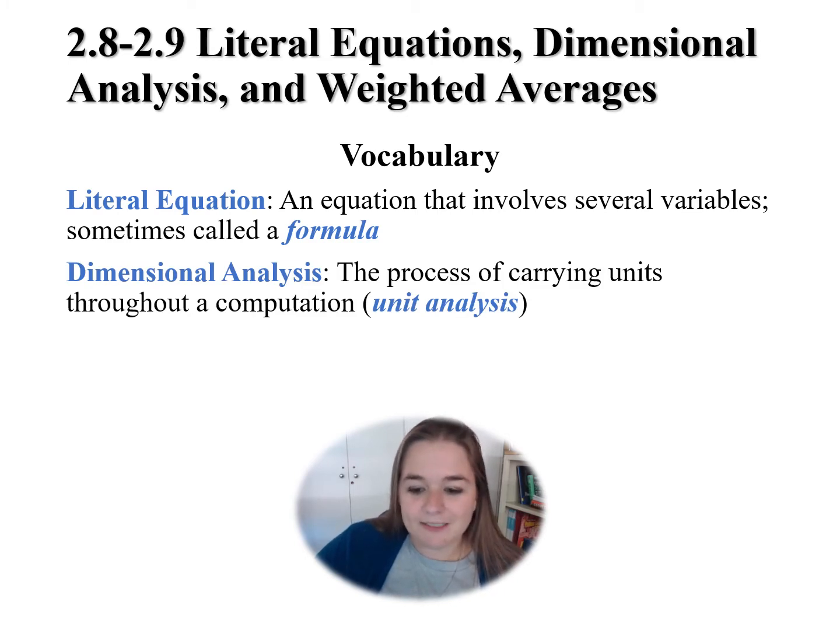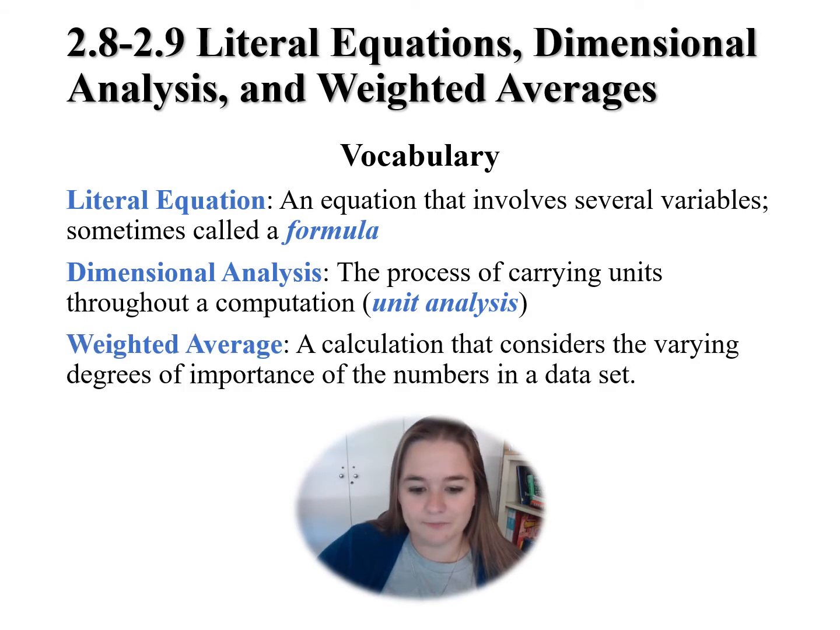Next, we have dimensional analysis. Dimensional analysis is also called unit analysis, and this is an essential skill in science. It's the process of carrying units throughout a computation to make sure that you end up with the type of units that you want. Last vocab term is a weighted average. And so a weighted average is a calculation that considers the varying degrees of importance of the numbers in a data set. So a true average, we just take all of the values and divide by the number of pieces, but a weighted average takes into account the weight, the importance of different values.